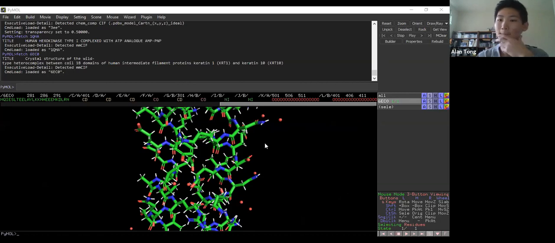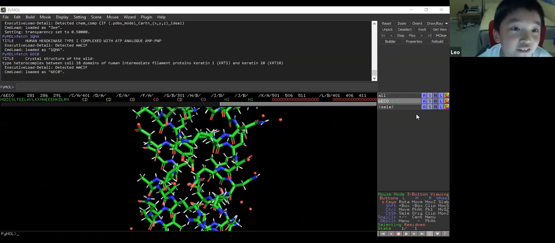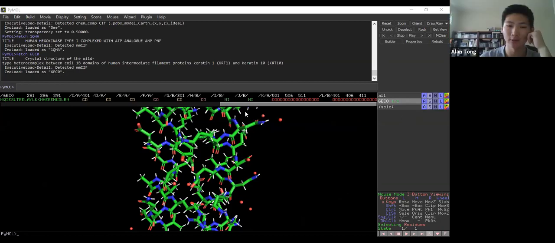Yes, Leo. When I went on PyMOL, it said you have to sign up or do something. I think you do have to have a registration license. But I think some schools should have that. I'm not sure about middle school and elementary school, but I think high schools and most colleges should have this license. It's a pretty useful program.